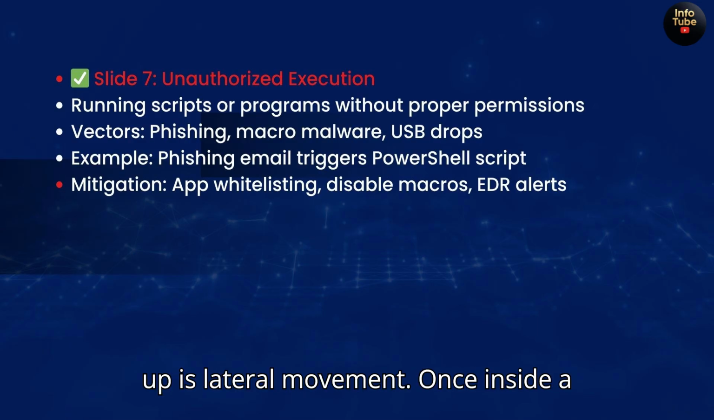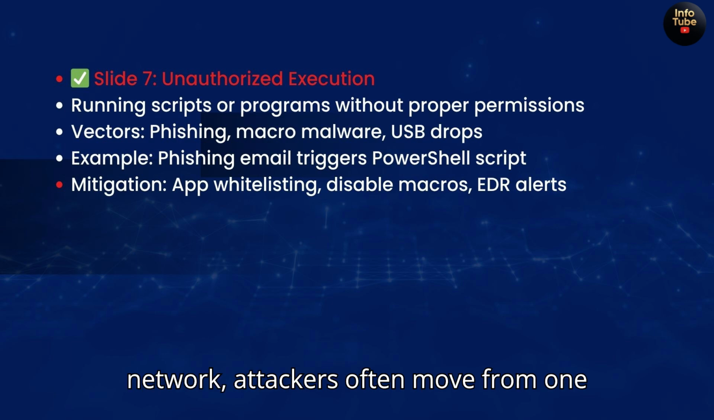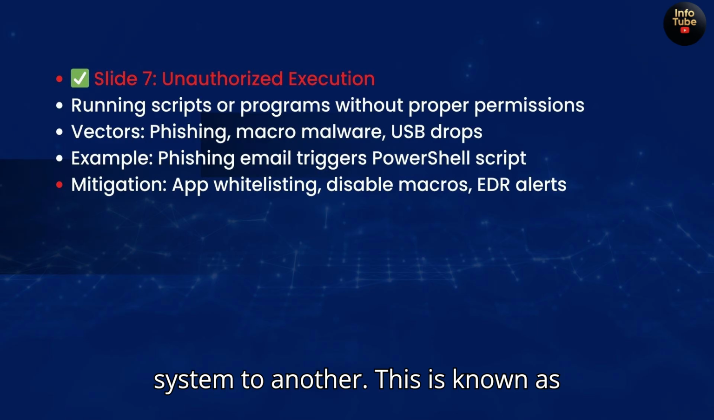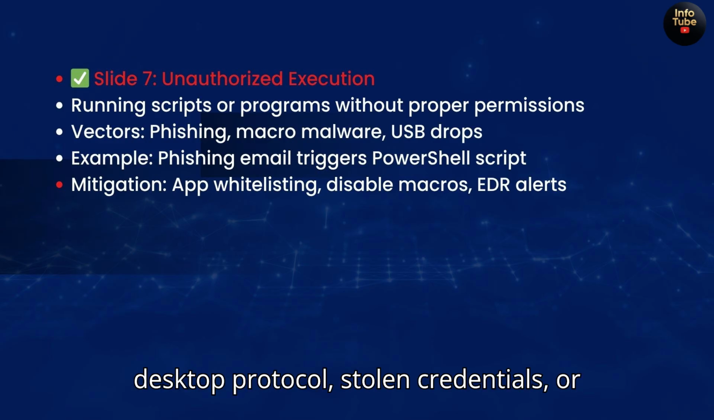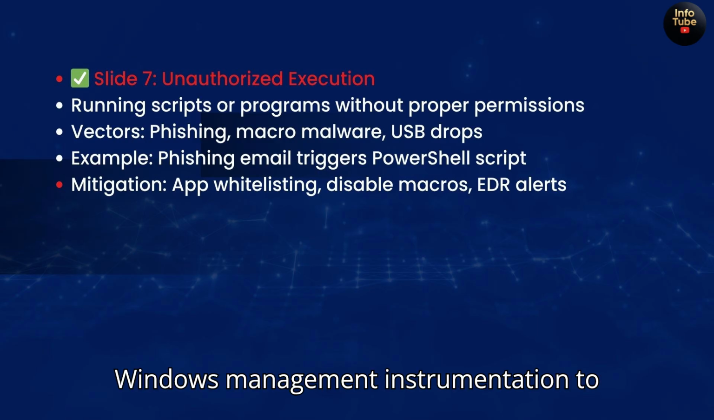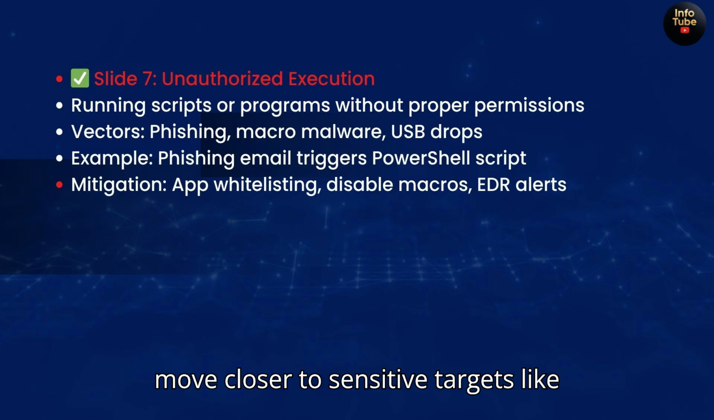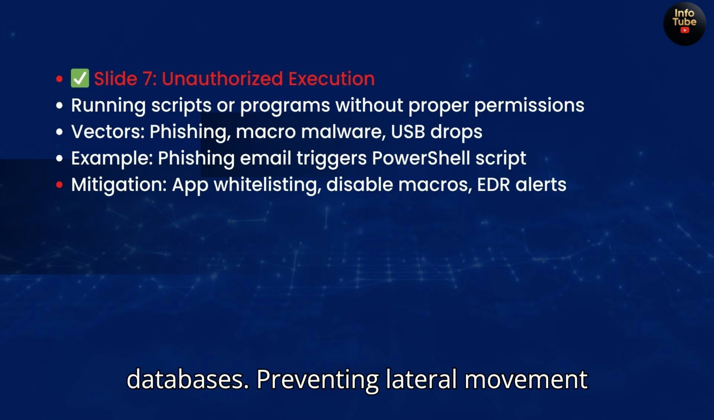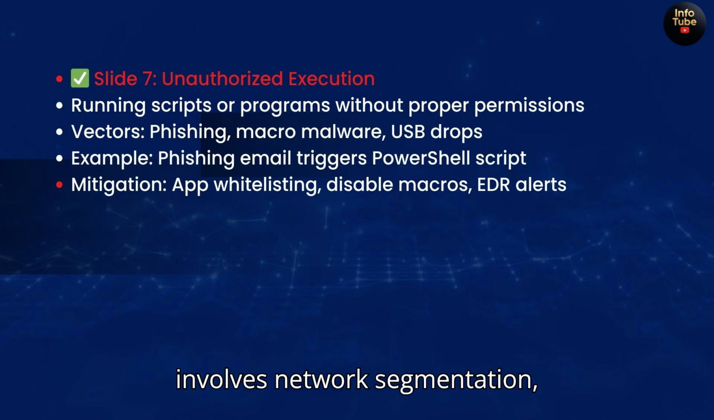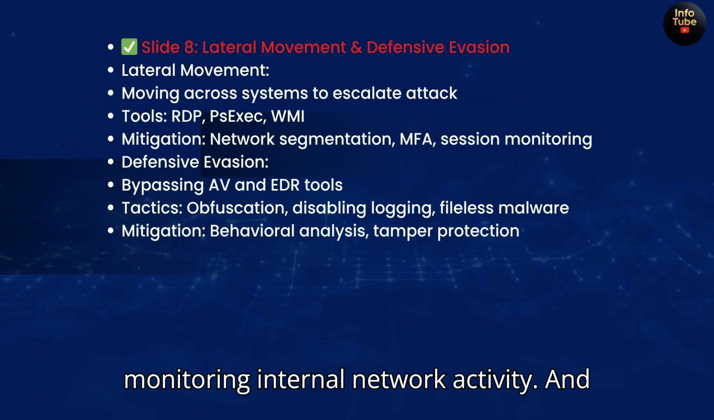Next up is lateral movement. Once inside a network, attackers often move from one system to another. This is known as lateral movement. They may use remote desktop protocol, stolen credentials, or Windows Management Instrumentation to move closer to sensitive targets like domain controllers or financial databases. Preventing lateral movement involves network segmentation, multi-factor authentication, and monitoring internal network activity.